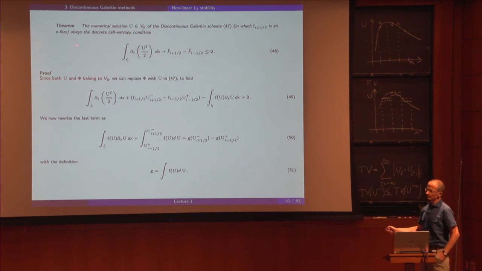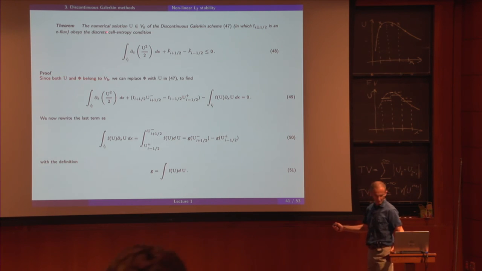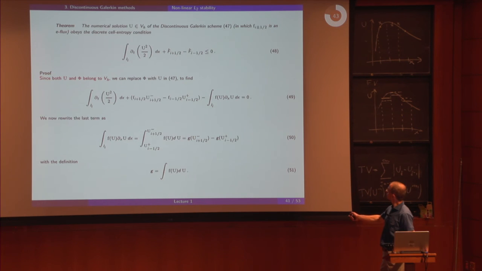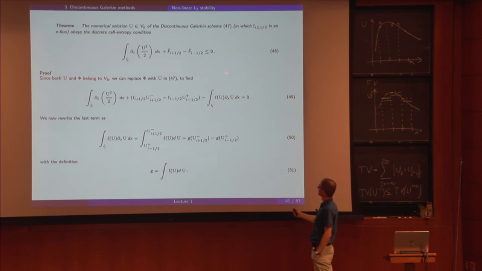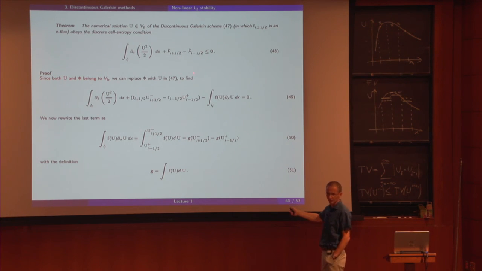actually this is the theorem, and our result will be a corollary of this. The numerical solution U of the discontinuous Galerkin scheme 47, this one, in which F_{i+1/2} is an efflux, obeys this discrete cell entropy condition. You see, this is just over the single cell, not over the whole space. The integral is this term plus this difference is smaller than 0. From this, we will get the celebrated L2 stability condition. So the proof is this.